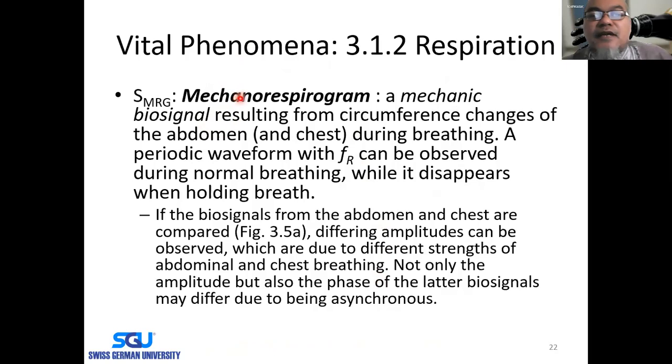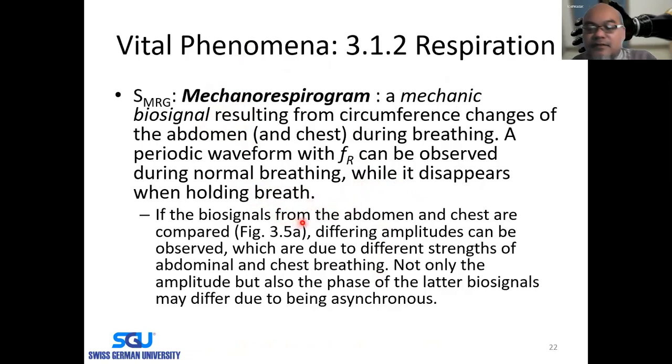So the mechanorespirogram is a mechanical biosignal resulting from the circumference change, the volume change of the abdomen and the chest during the breathing. So from here we can obtain a periodic waveform where FR can be observed during normal breathing and disappears when we hold breath.